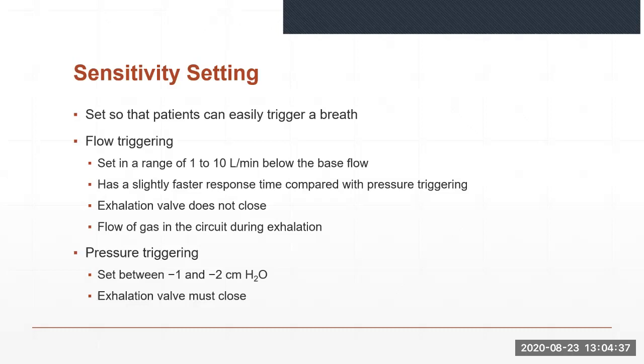Many clinicians prefer using flow triggering because it provides a slightly faster response time compared with pressure triggering for two main reasons. First, the exhalation valve does not have to close during flow triggering. With pressure triggering, the exhalation valve must close and the patient's inspiratory effort has to be sufficient to reduce the circuit pressure to the trigger setting. And secondly, during pressure triggering, the circuit pressure has to drop before the inspiratory valve opens and flow goes to the patient. In contrast, with flow triggering, the pressure does not need to drop because the inspiratory valve remains open and the patient receives almost immediate support.